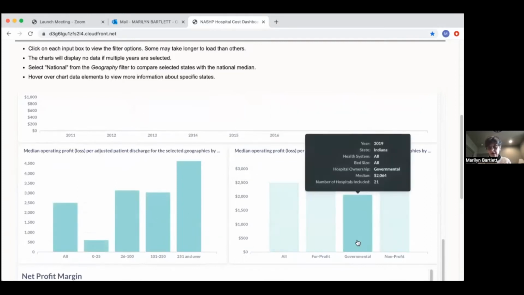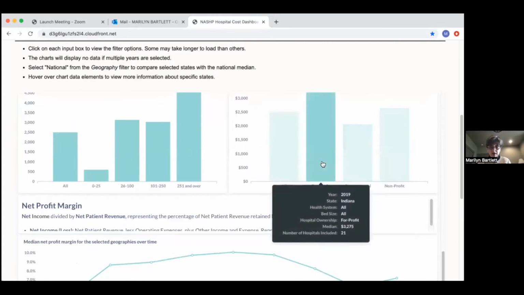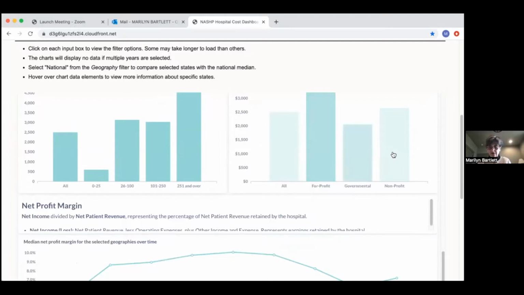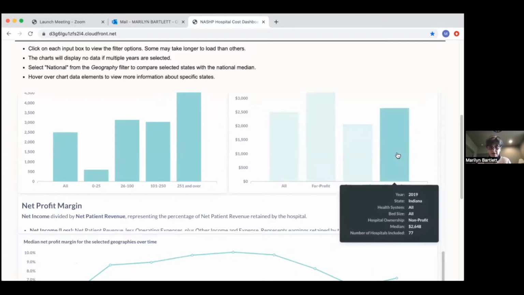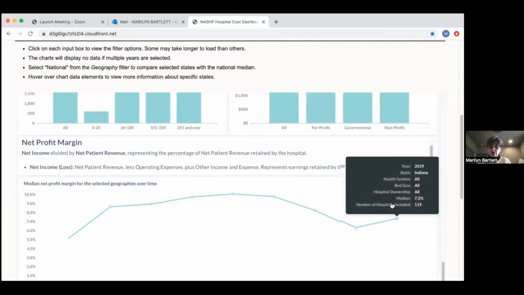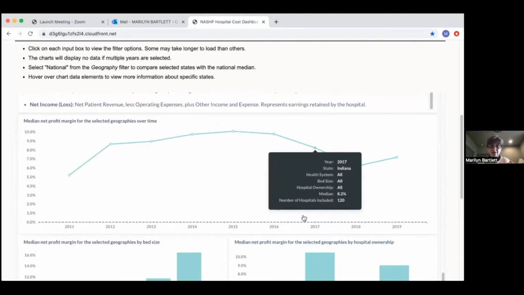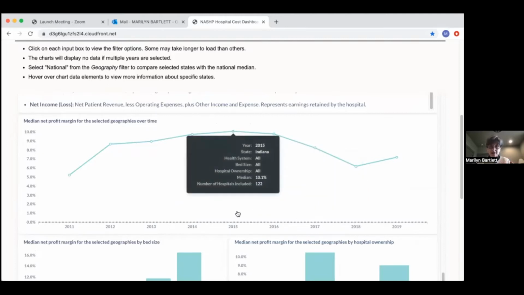And probably not surprising over here, government comes in lowest, 21 hospitals, 2,000, the for-profits higher, and the not-for-profits in the middle. Now we jump away from the per adjusted discharge and we move into the hospital's overall performance. What is the bottom line? What is the net profit margin reported by this hospital?